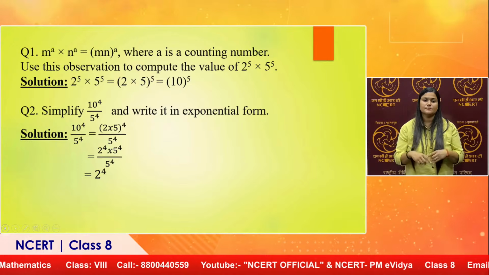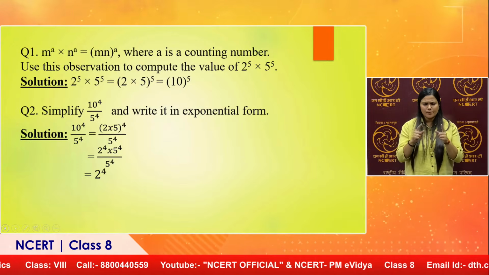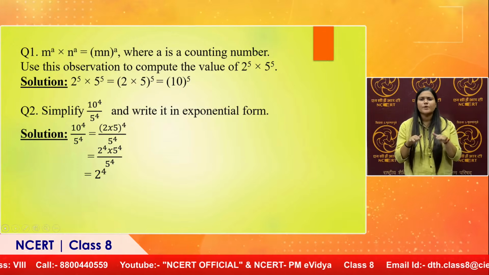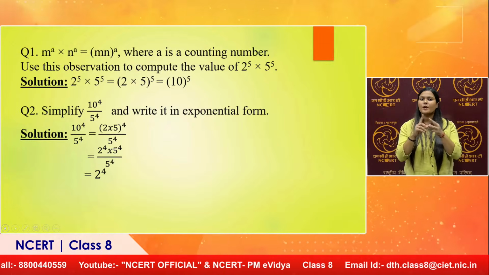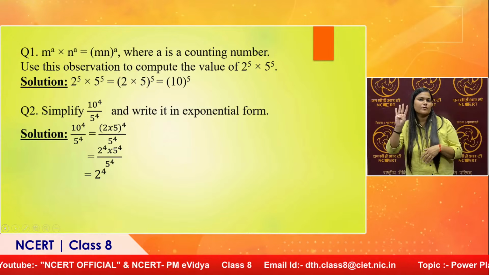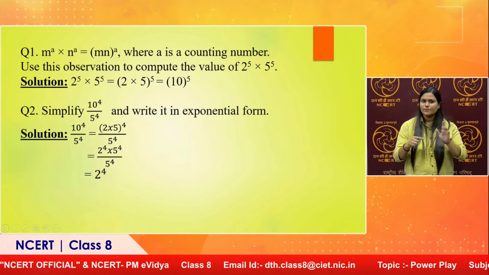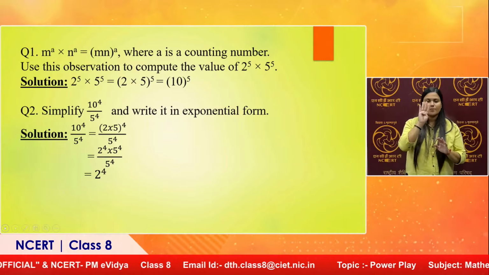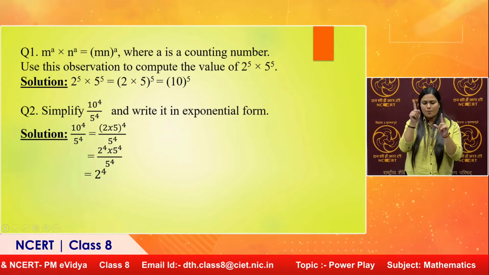Now, if I have to open the brackets, Shivani, I have to give power 4 to 2 also. So 2 to the power 4 into 5 to the power 4. Now you can see 5 to the power 4 in the numerator and 5 to the power 4 in the denominator. They get cancelled and we are left with 2 to the power 4. And that is the answer, because the answer is asked in exponential form. So I hope you have understood this. Exactly, ma'am. This is very clear and easy for children.